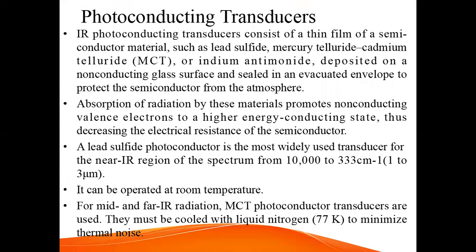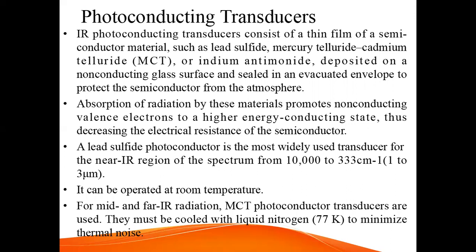Photoconducting transducers. IR photoconducting transducers consist of a thin film of a semiconductor material such as lead sulfide, mercury telluride, cadmium telluride, or indium antimonide deposited on a non-conducting glass surface and sealed in a vacuum envelope to protect the semiconductor from the atmosphere. Absorption of radiation by these materials promotes non-conducting valence electrons to a higher energy conducting state, thus decreasing the electrical resistance of the semiconductor.